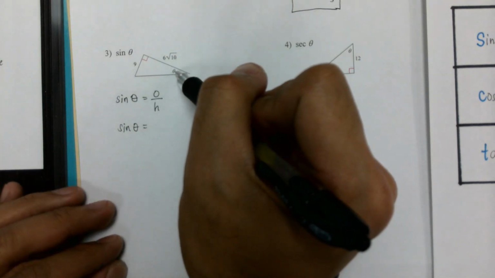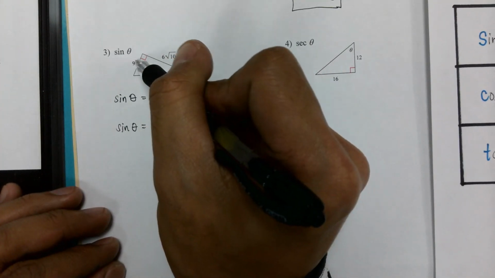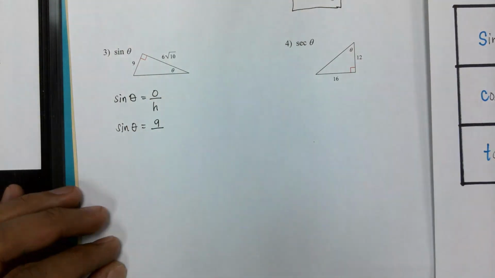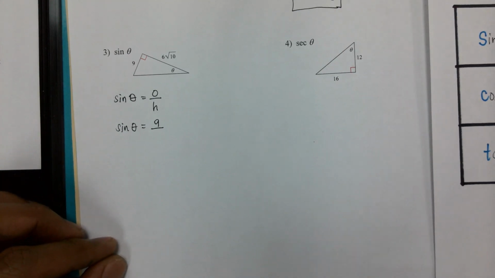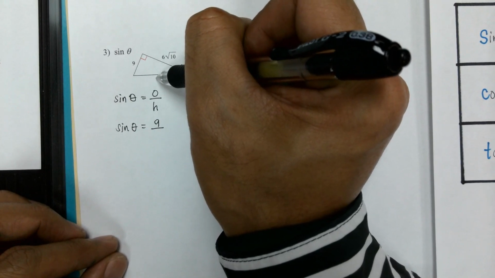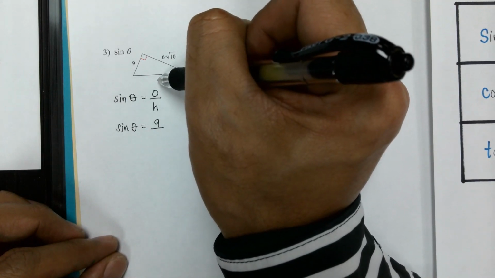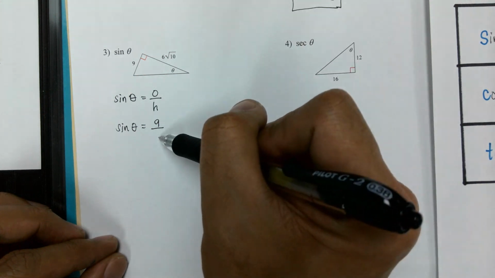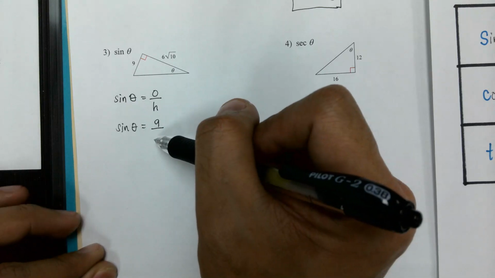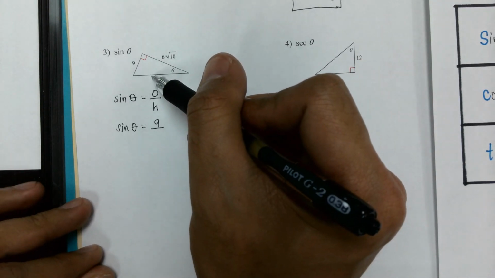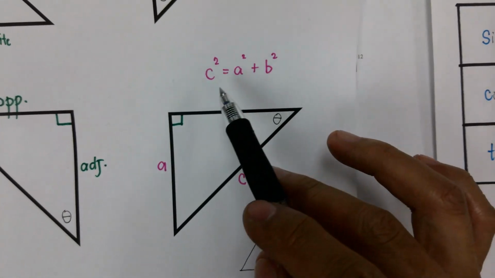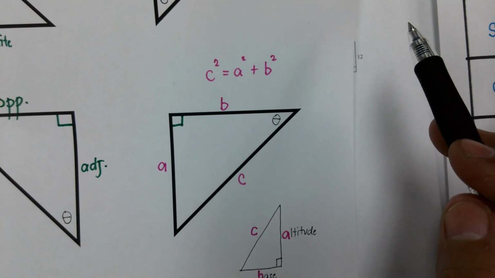Right across this symbol would be our opposite side, and that tells us O is 9. Right across this symbol is our hypotenuse, which unfortunately is unavailable. So for the meantime, we would leave this bottom part of the fraction empty. And so to find the missing side of the triangle, we go back to the Pythagorean equation c squared equals a squared plus b squared.